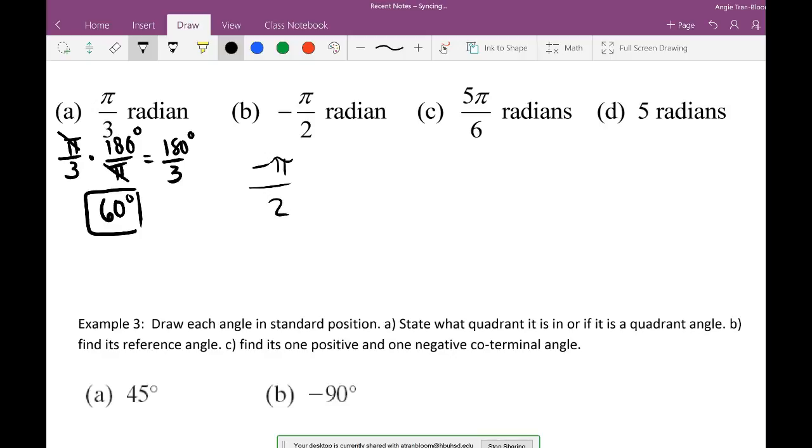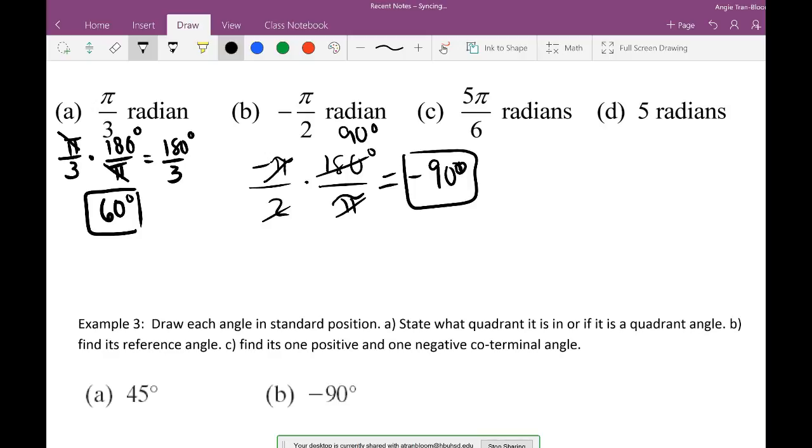Pi. So then you multiply it by 180 over pi. So then the pi's cancel out, and this can simplify to 90, and then you get negative 90. Is that okay? Yes.